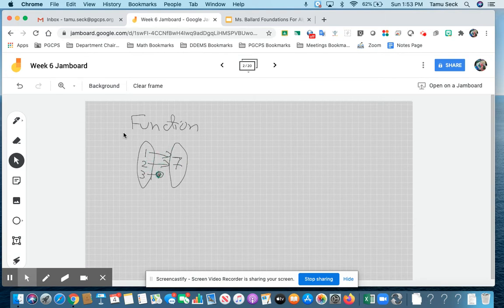A relation is a function if every input has exactly one output. So this is a function because all the inputs have one output. The output is 7.